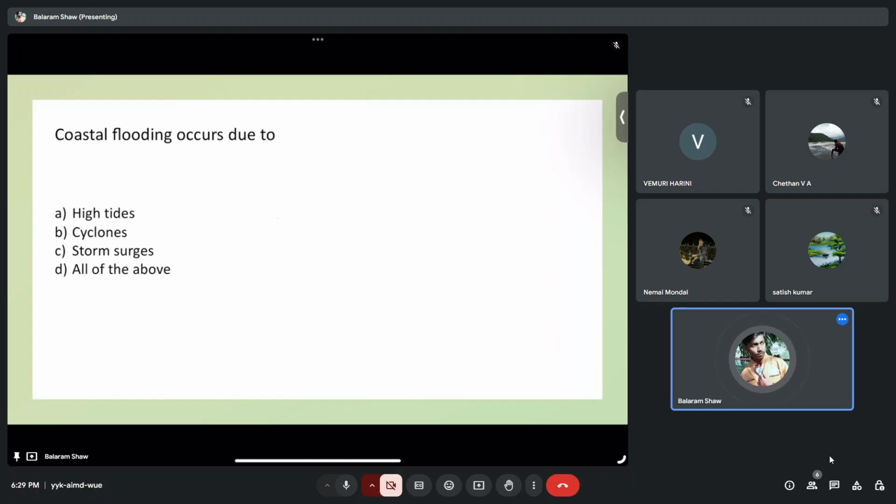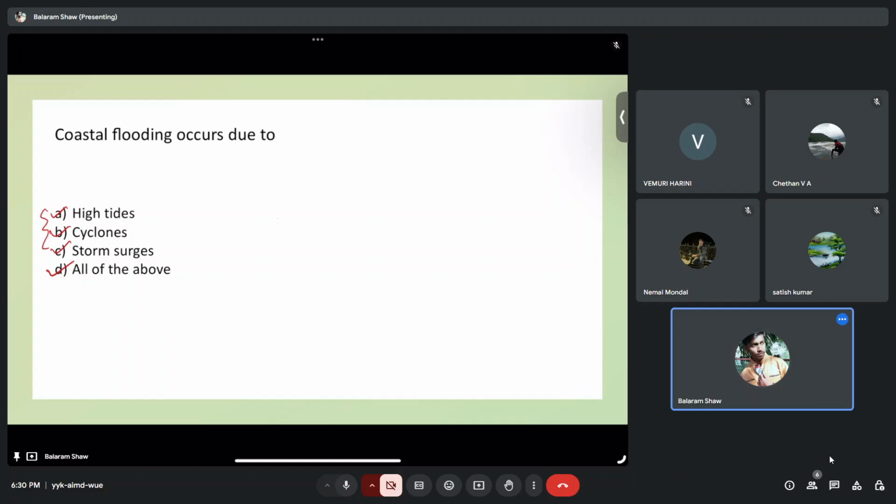Okay. Next question is, coastal flooding occurs due to. Can you tell me? I explained it a few minutes back. So high tides can cause coastal flooding. If cyclones are there, they can also cause coastal flooding. And storm surges, meaning a surge in the storm, can also cause coastal flooding, and hence all these three will be the answer. Option D. Any question here?